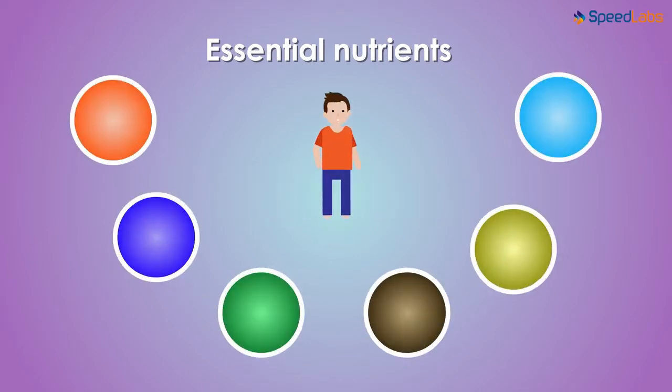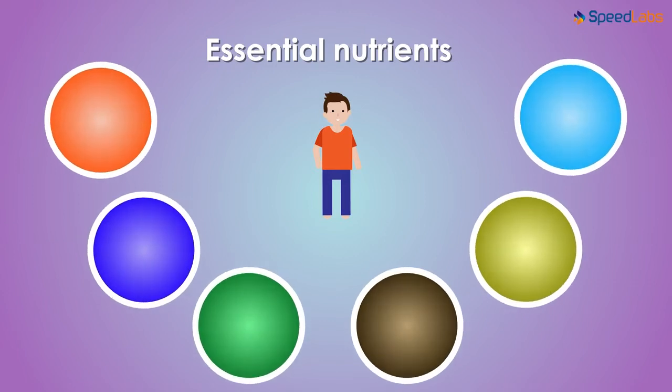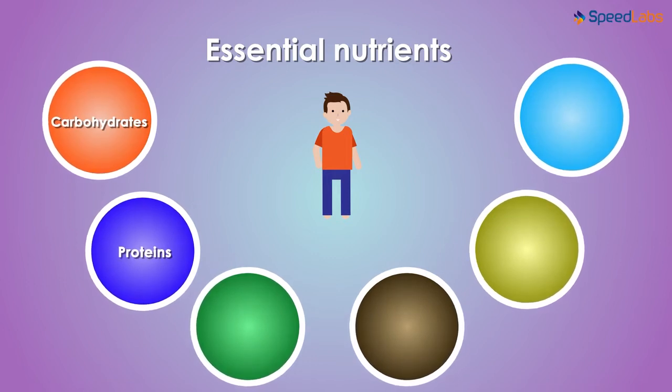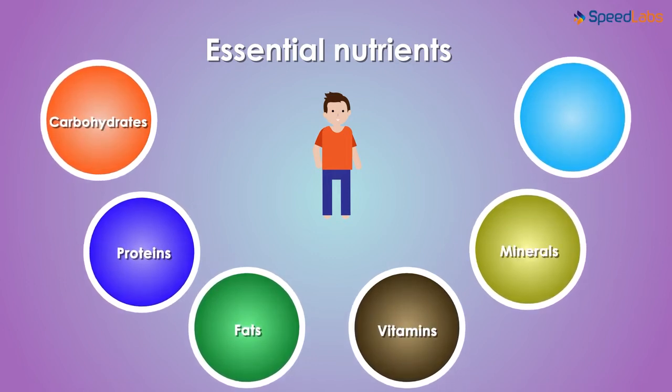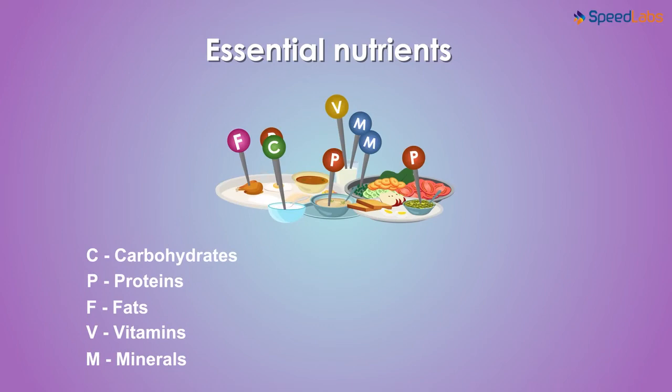Well, our body needs 6 major types of nutrients. Can you name them for me? Yes, these are carbohydrates, proteins, fats, vitamins, minerals, and water. We need to take all these food substances in required amounts which should be included in our diet.